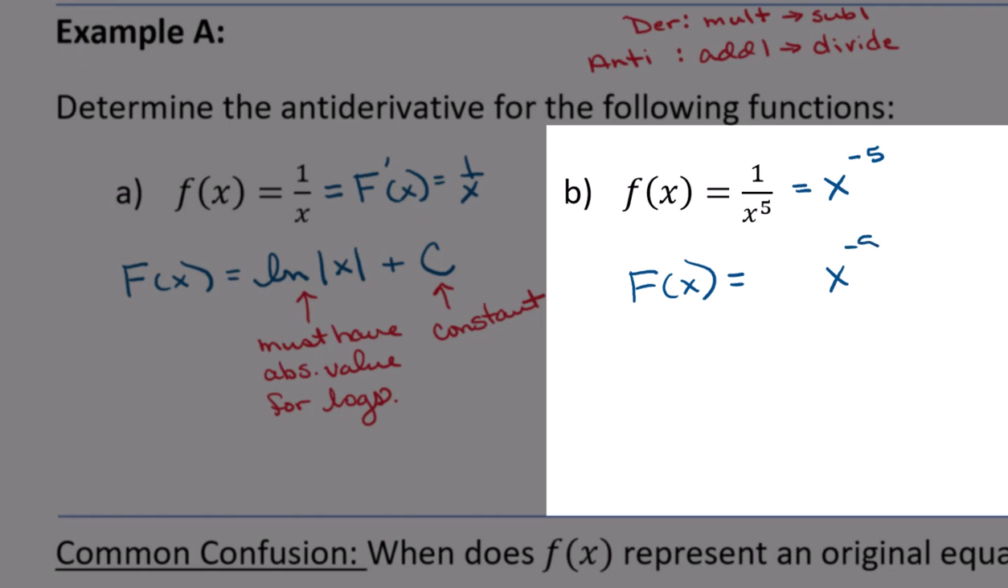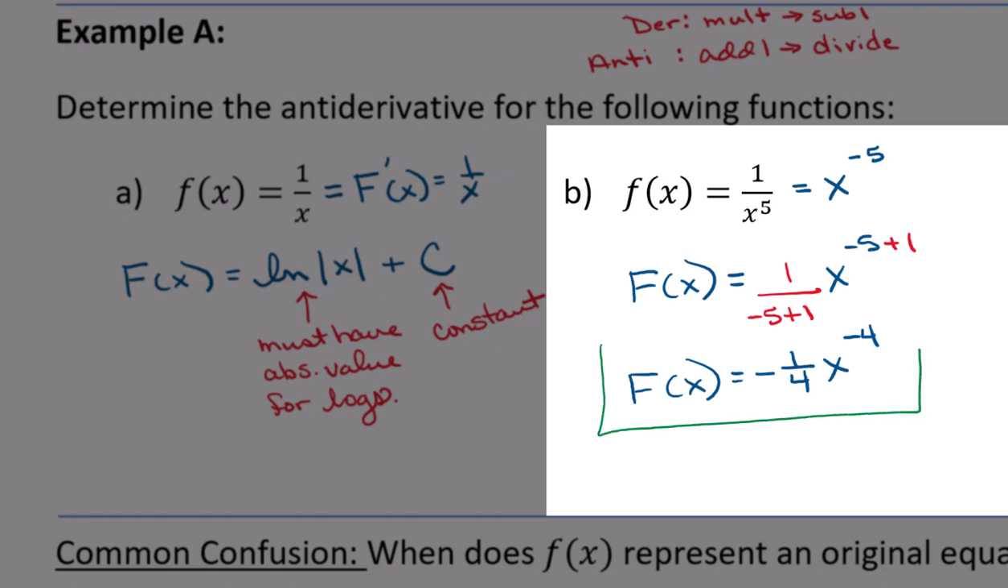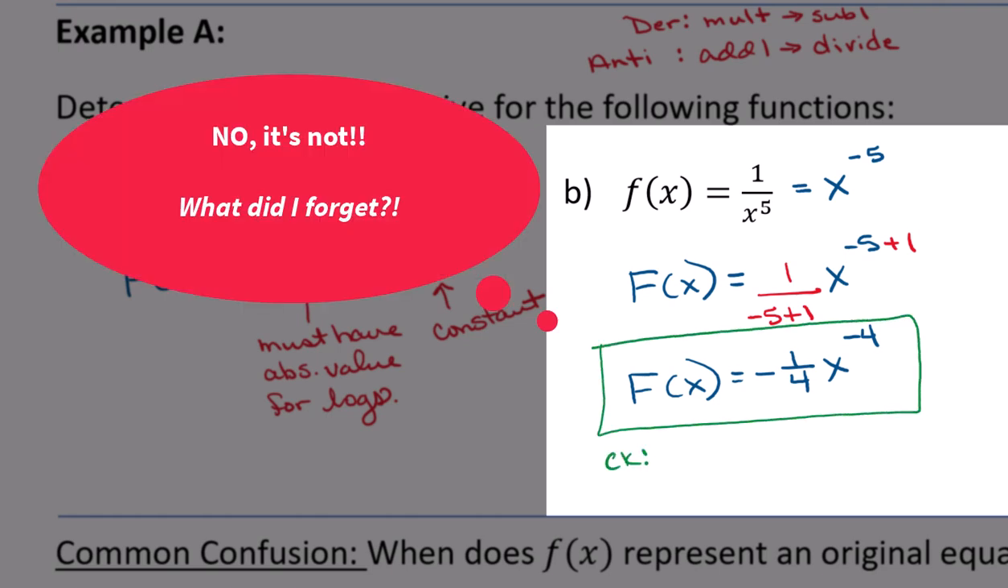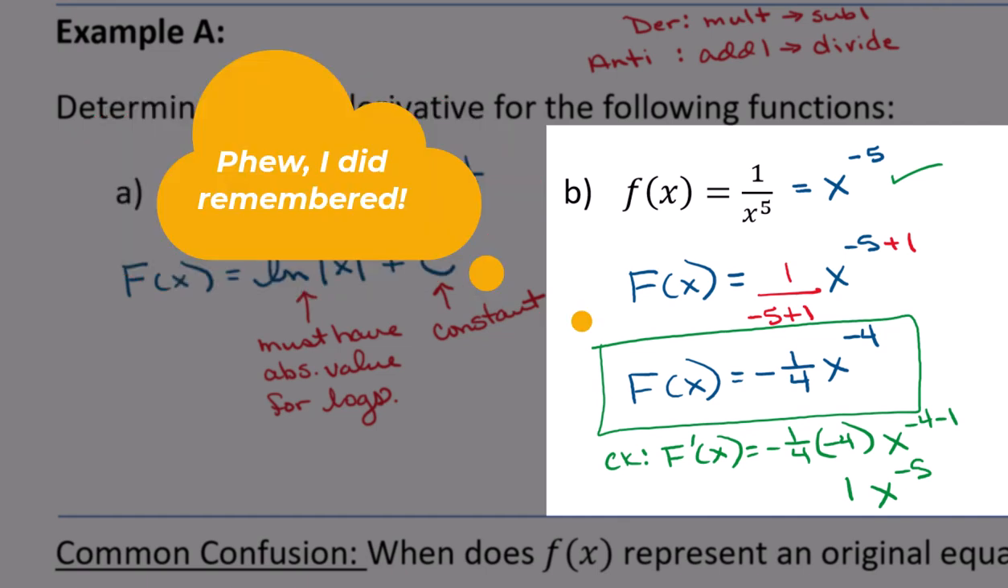So let's add 1 to the exponent. The understood coefficient was 1, and so we're going to divide by that new exponent. And when we simplify, we're going to get a negative 1/4 x to the negative 4th. This is the answer we're looking for. But we can always check to make sure that we get the original function back. Negative 1/4 times the exponent of negative 4, and then the exponent of negative 4 minus 1. That's going to give us a positive 1x to the negative 5th, which is in fact the function we started with. But what did I forget?